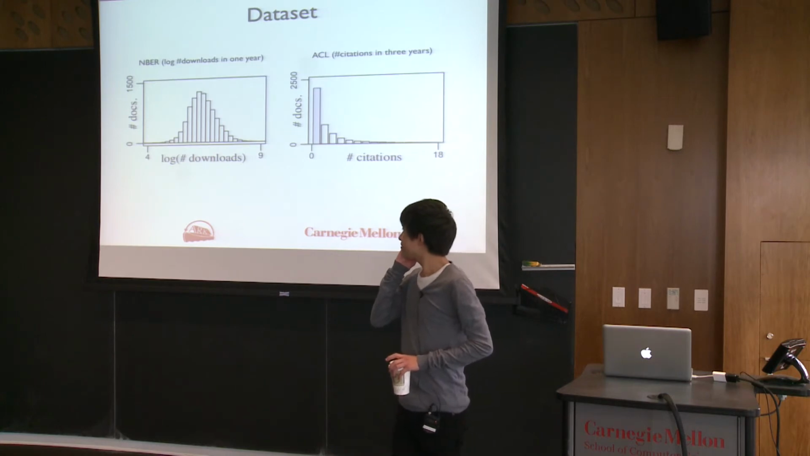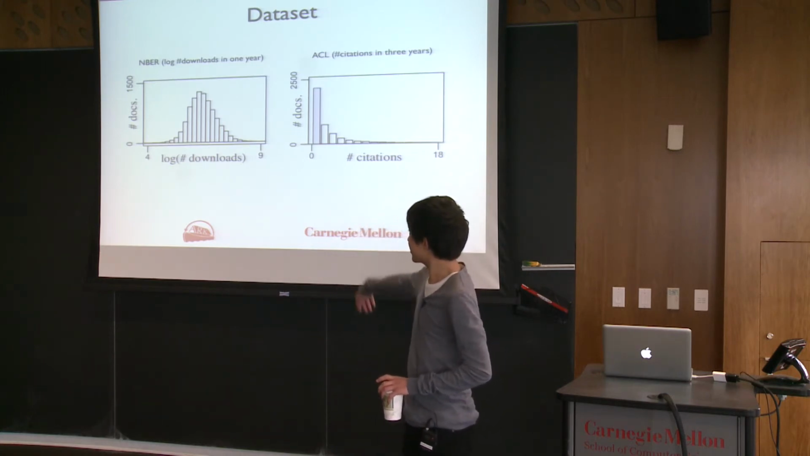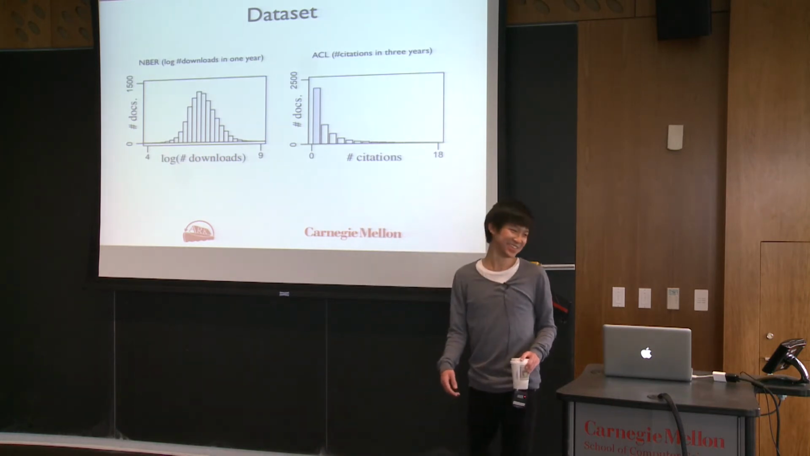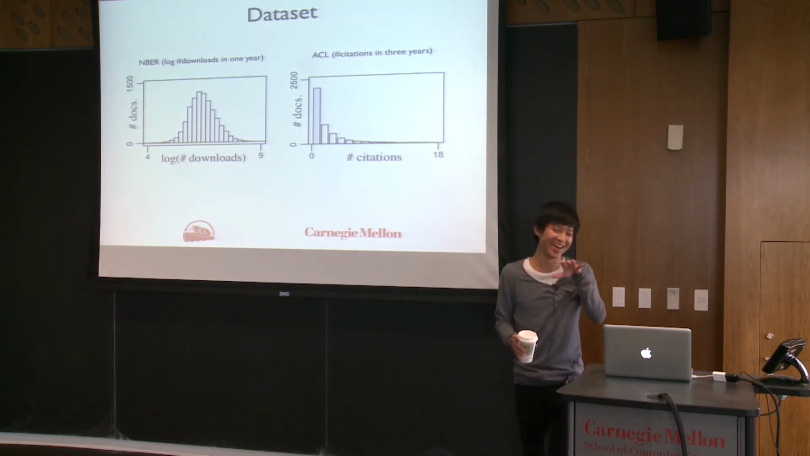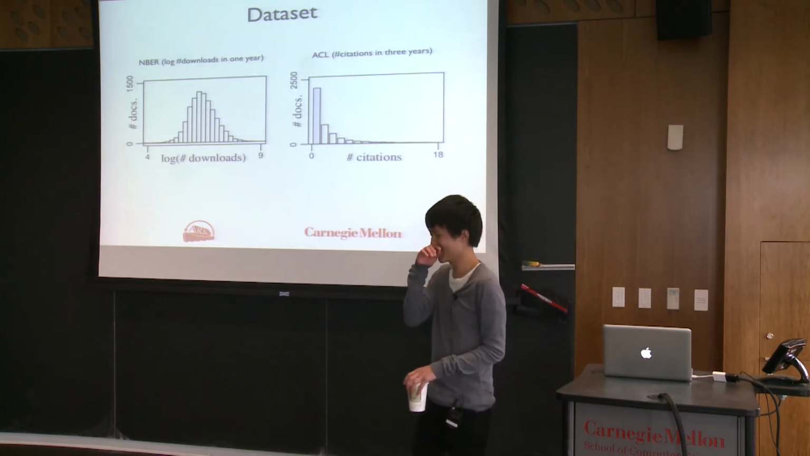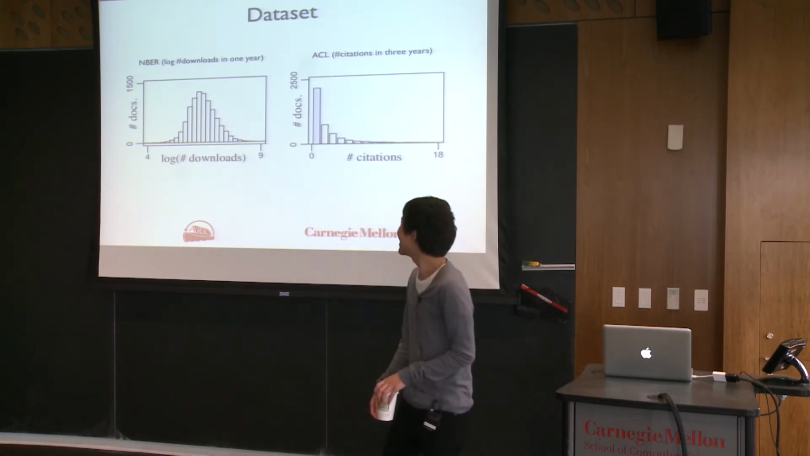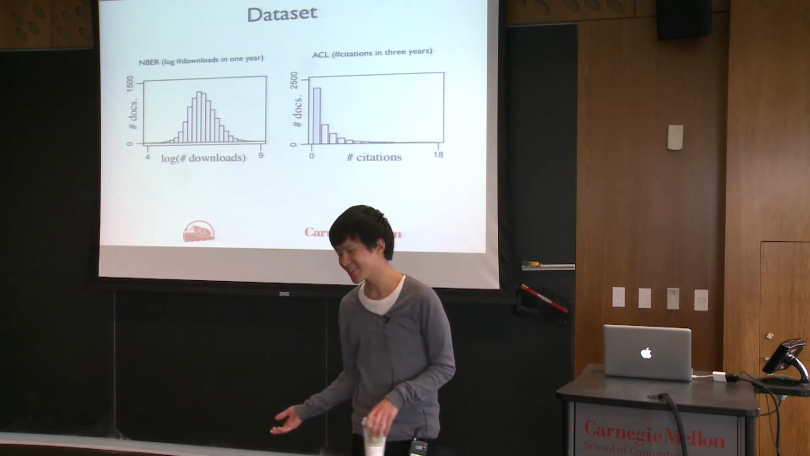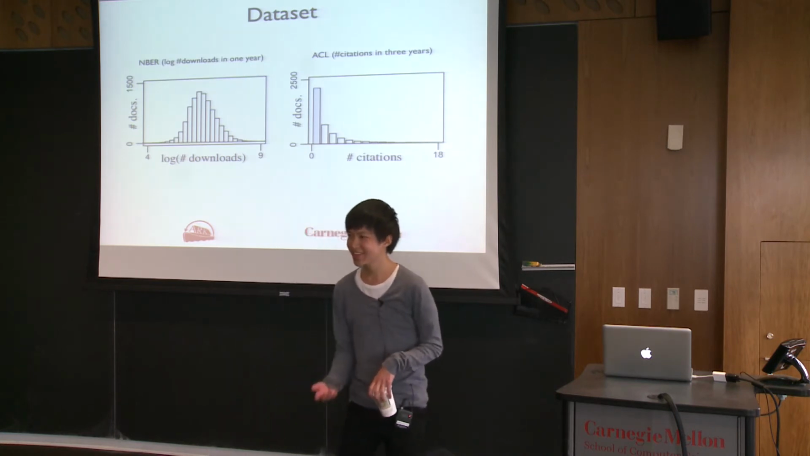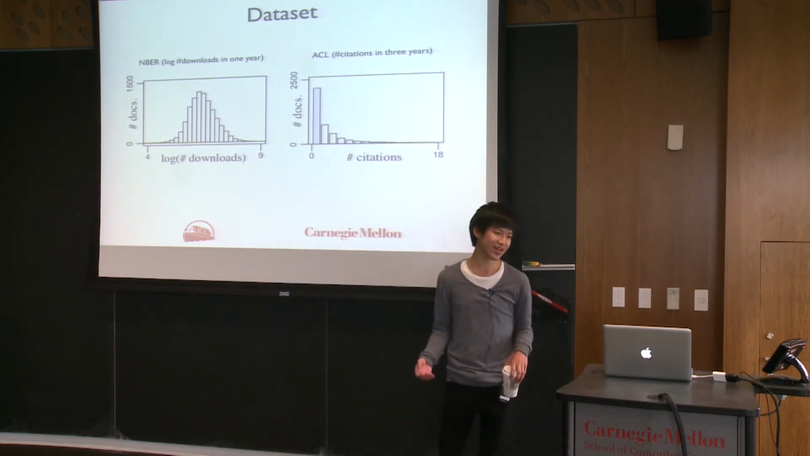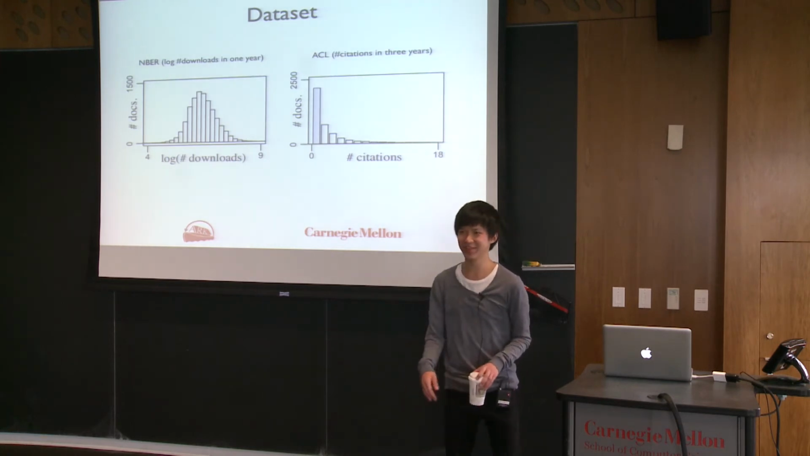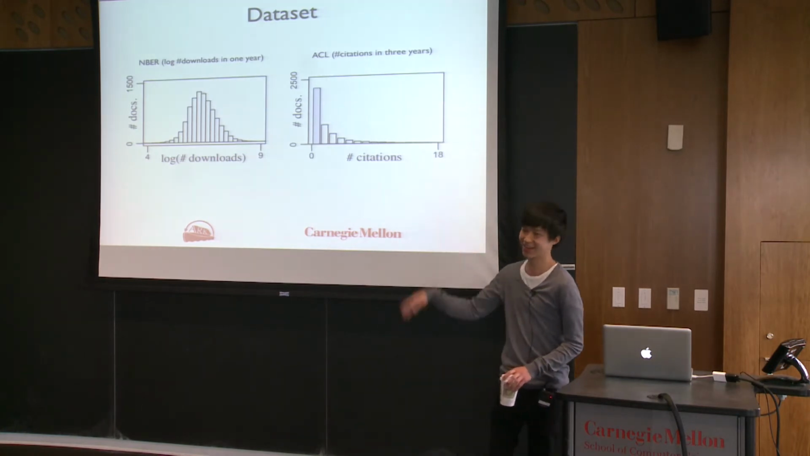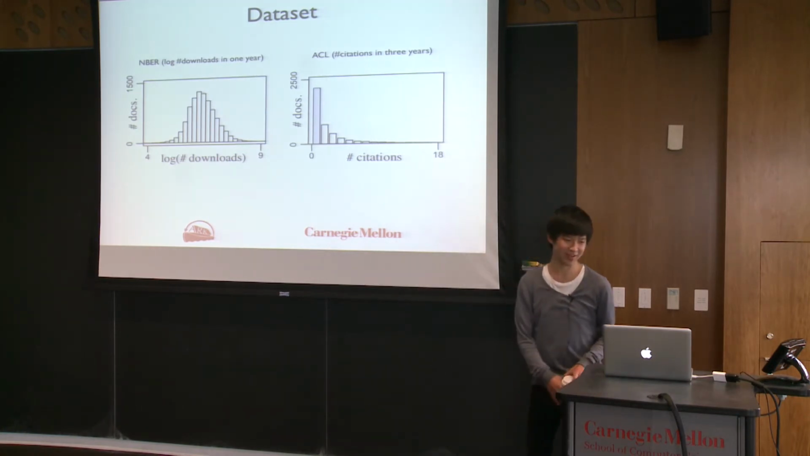Just to give an idea of the response variables that we're trying to predict, on the left is the log number of downloads. And they look pretty close to a normal distribution in the log space. On the right is the number of citations. But it's very different. 50% of the papers aren't even cited at all within 3 years after publication. It's kind of sad, but okay, we decided we're going to do classification for the ACL corpus, and we're just going to predict the actual number of downloads for the NBER dataset, because this is like boring, right? I mean, most of them will be 0.